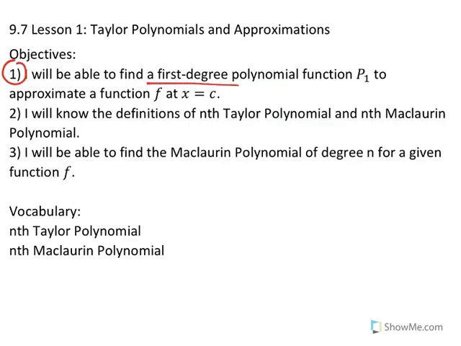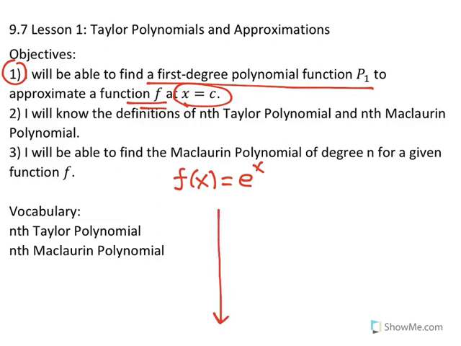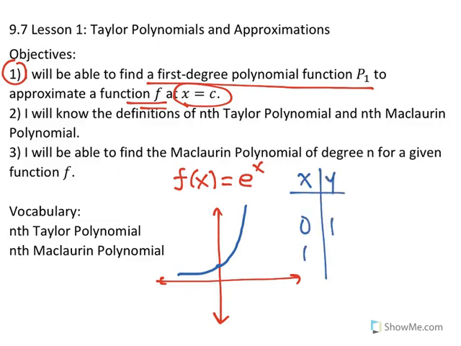You'll be able to find a first degree polynomial function p sub 1 to approximate some function f at x is equal to c. So in my example, our function that we want to approximate will be e to the x. And you know about the graph of e to the x. You can sketch the graph of f of x is equal to e to the x, and it will look like this. Now, if you don't remember, you can make a quick table of values. So e to the 0 is 1, e to the first is e, and e is approximately 2.7. So that gives you these 2 points that are on your graph, and you have other points.